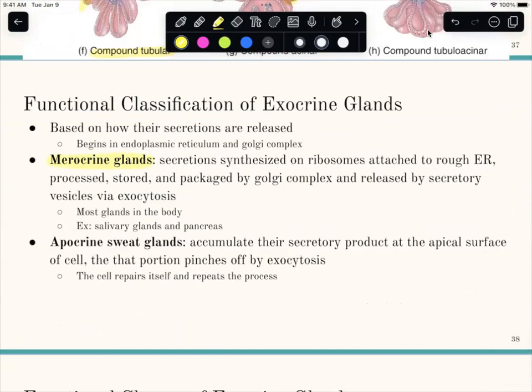Merocrine is most of the glands in your body, your salivary glands, your glands in your pancreas. In merocrine glands, these secretions that are being formed are processed and packaged with proteins. They're matured in that Golgi complex, and then they're put into vesicles at that Golgi complex that release them out through exocytosis. So those cells that are making their substance, those little vesicles that attach to the surface, release their substances out. Those are merocrine.